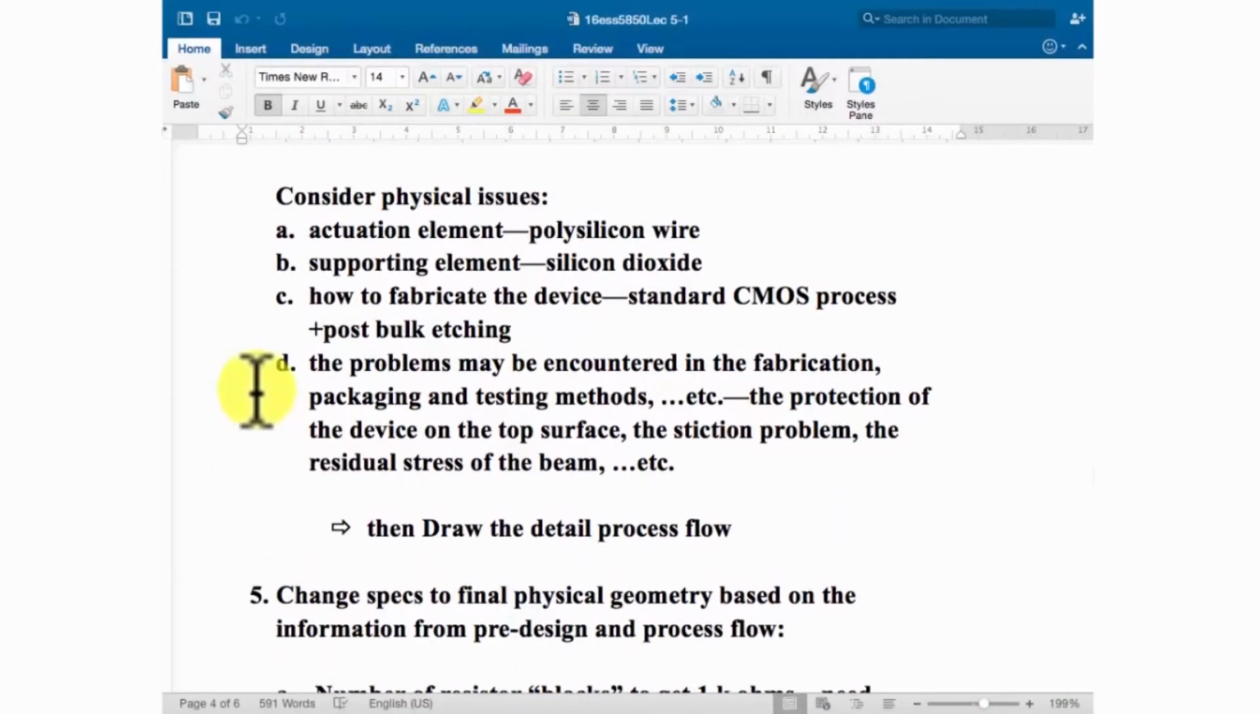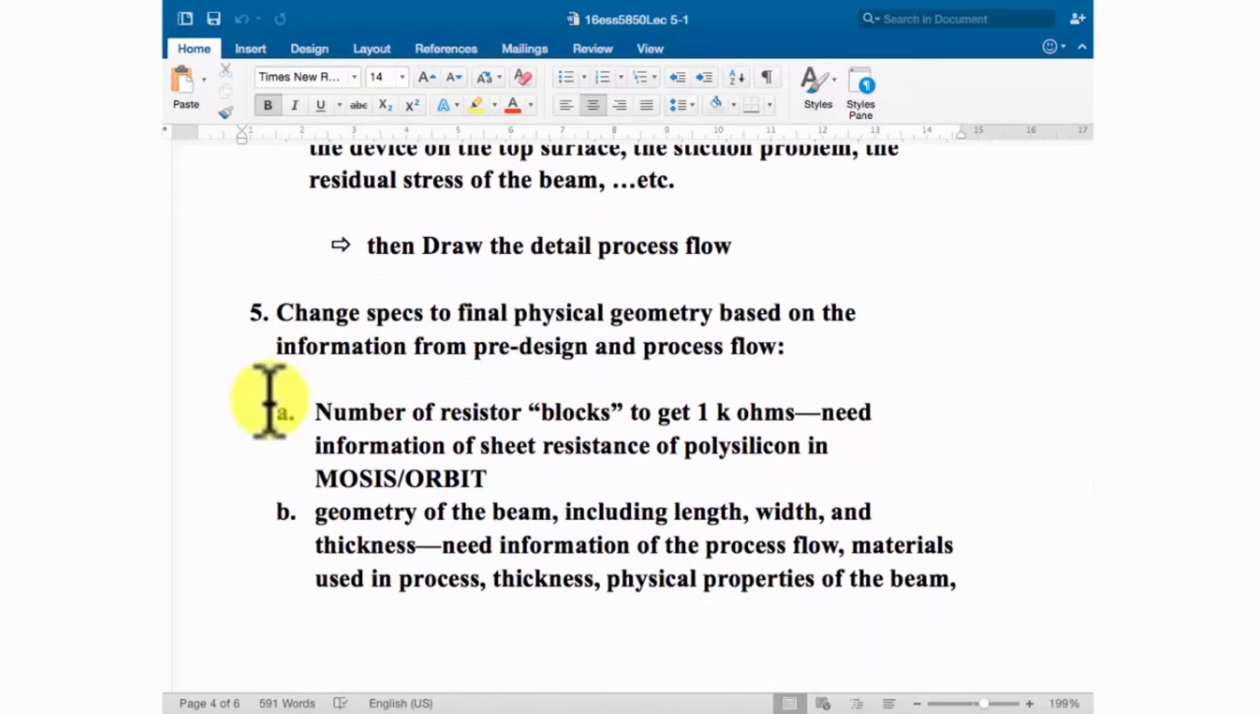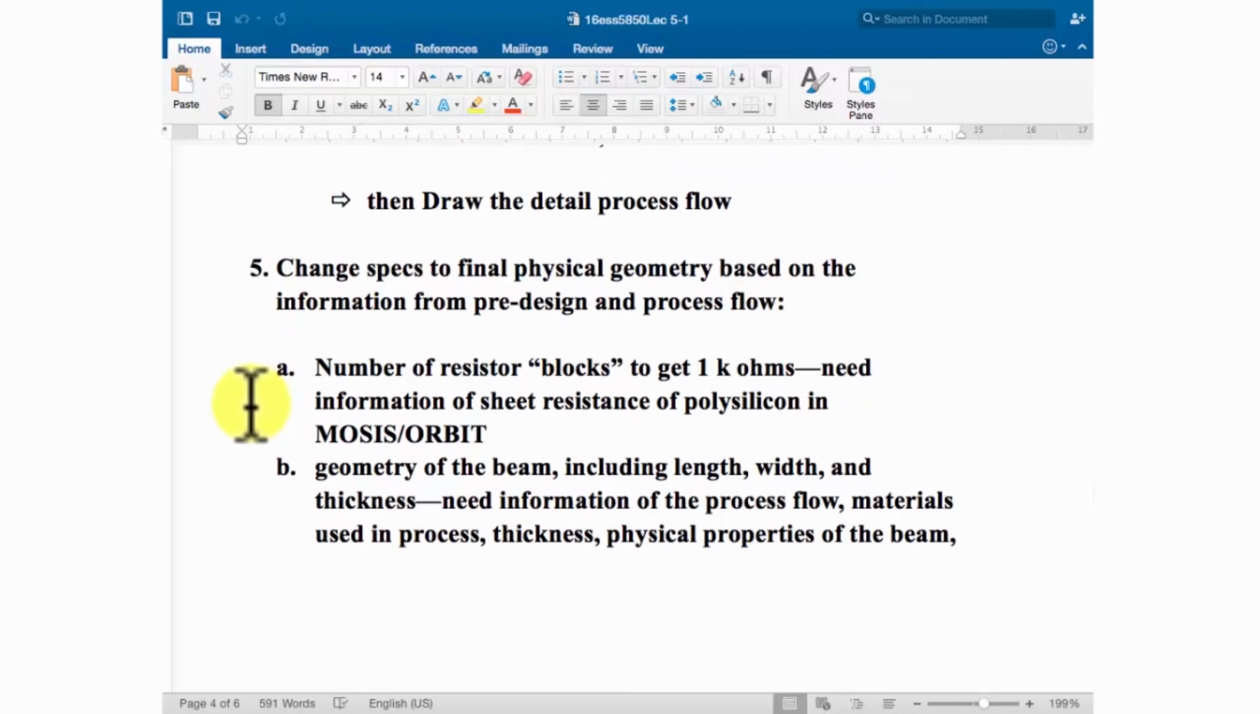Okay, and there are some other criteria like packaging. Sometimes it's not easy to do the packaging, for example. So you need to consider packaging or IC integration as well, for the process.